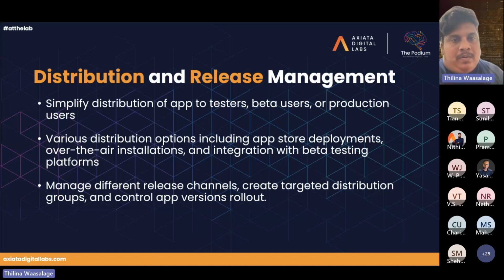Now, I have explained how the application is built. For each branch you can define the build settings. Now we will come to the distribution part and how we are going to release. When it comes to distribution, you can distribute among testers, beta users, and even production users. As I mentioned before, OTA installation is possible, beta testing is possible, and you can even push directly to the App Store.